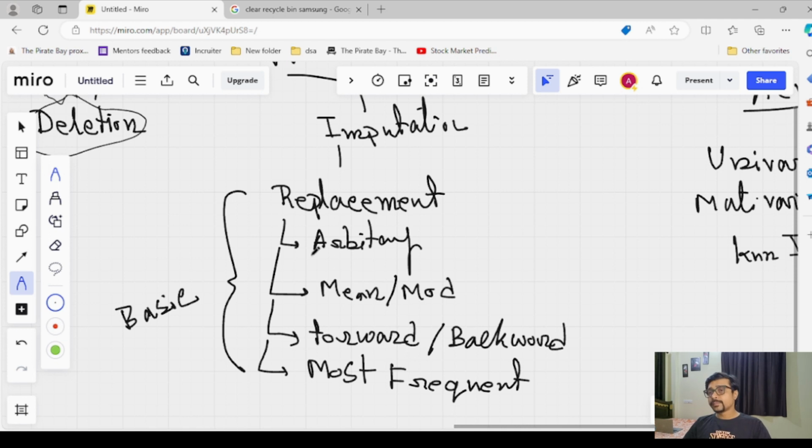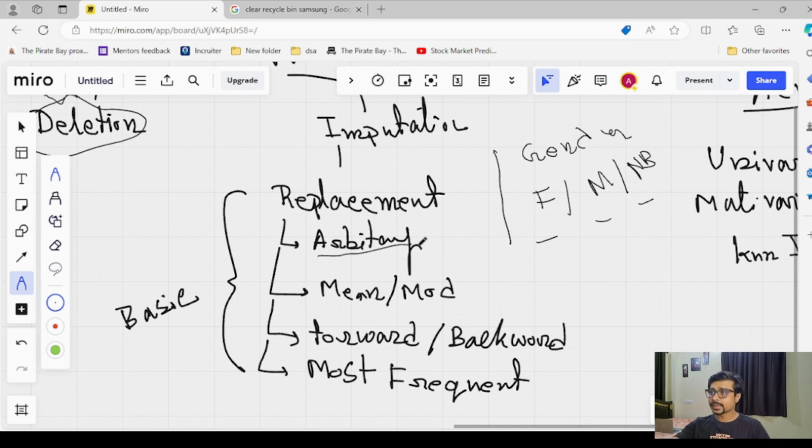For the basic imputation method, the first thing that comes to mind is called replacement. What is replacement? Suppose I am capturing gender, and gender can be female, male, or non-binary, anything. Now due to some reason, you see in some cases it's not there, blank or null. So what do you do? The first is arbitrary replacement. That means I will take a value. Wherever I see blank or null, I will just replace those with unknown.